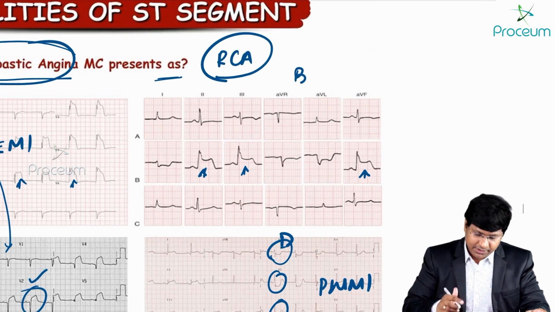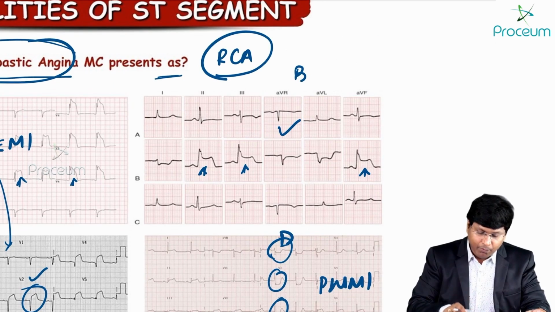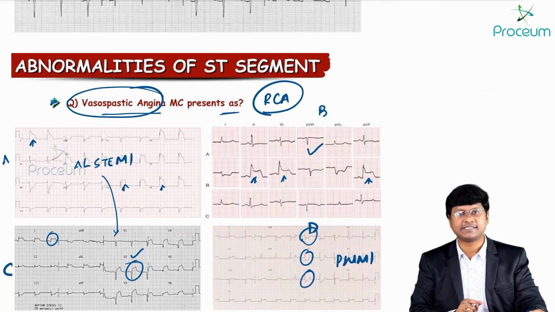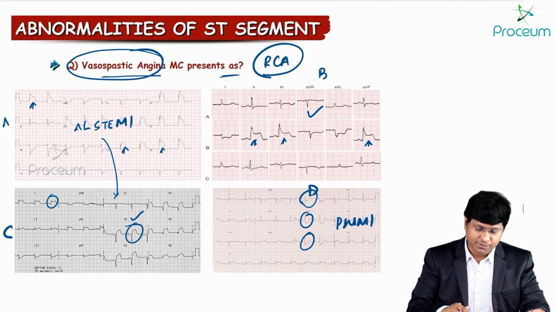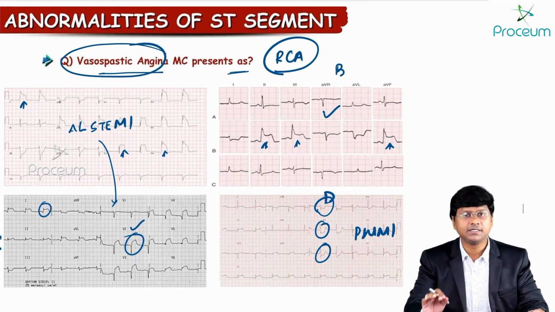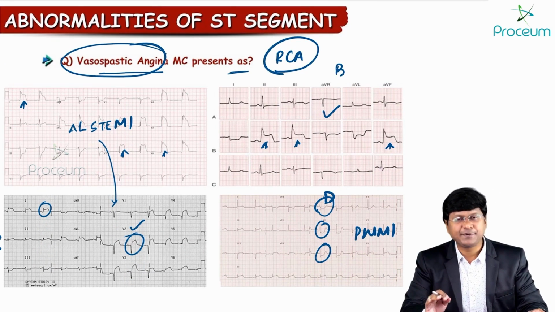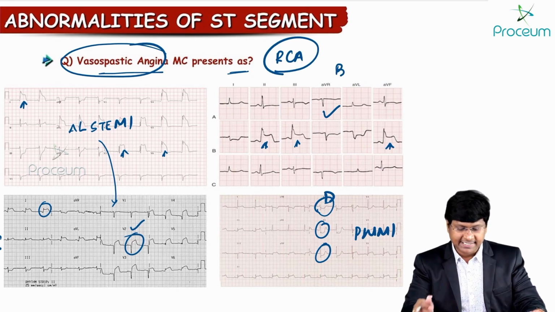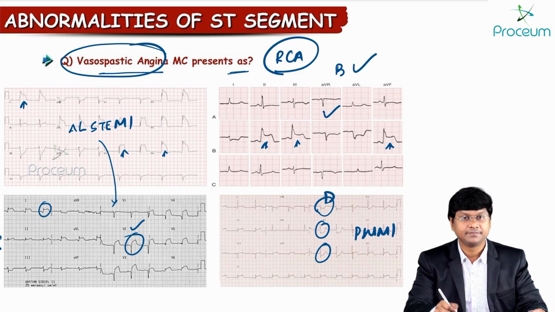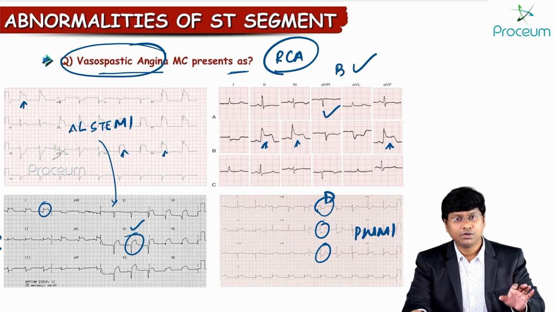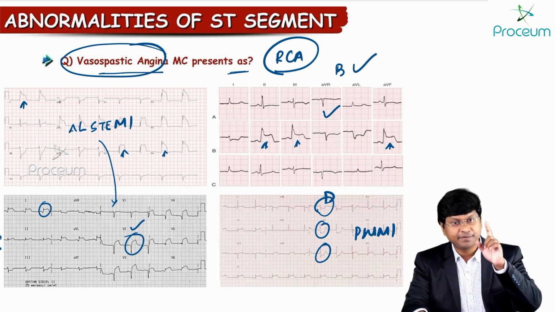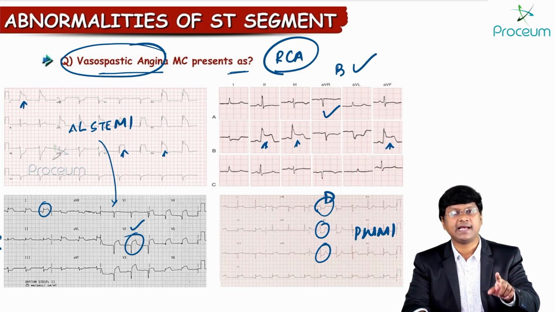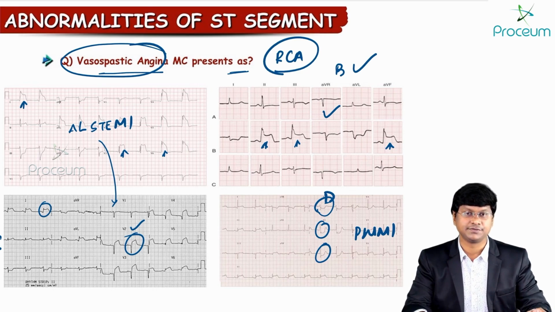So what is the answer now? This is the ECG most commonly suggestive of vasospastic angina. Why? Because in vasospastic angina, the ST segment elevation is predominantly in the inferior leads due to transient coronary vasospasm of the right coronary artery most commonly. So that is the reason why option B is the answer to this particular ECG. So what I want to tell you, even in Prinzmetal angina, you will have the ST segment elevation.